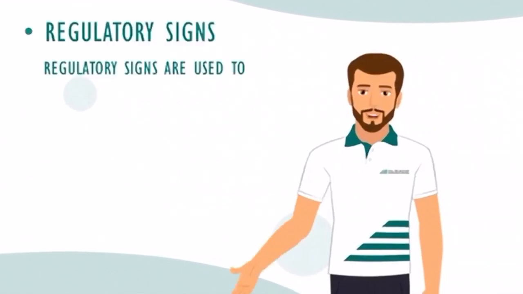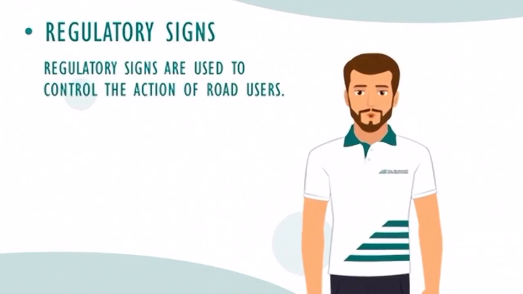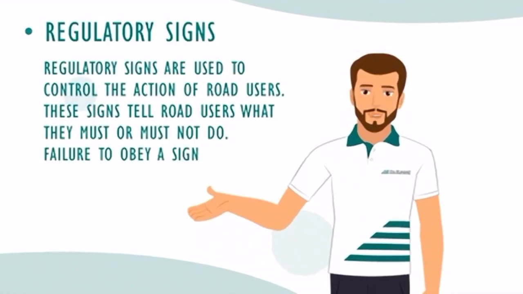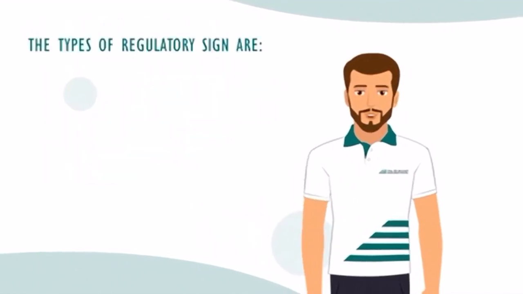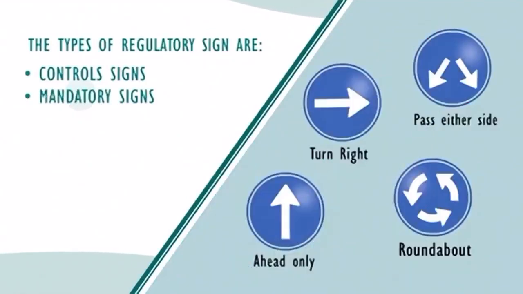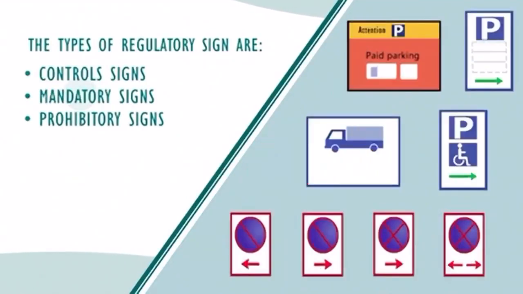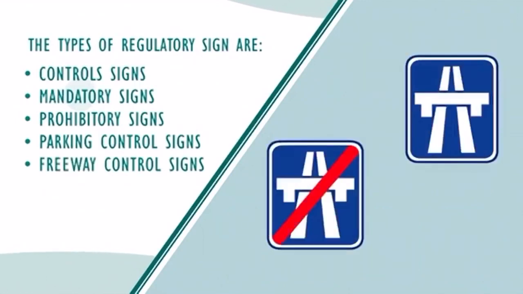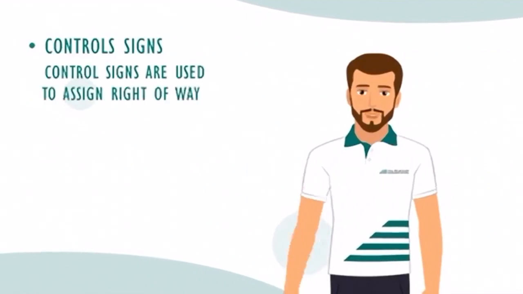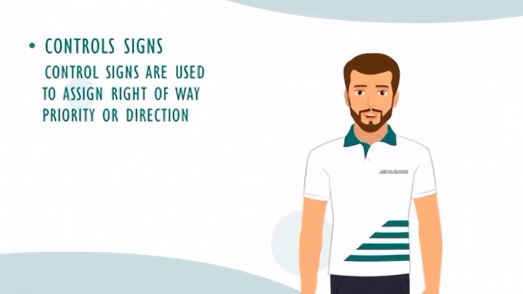Regulatory signs are used to control the action of road users. These signs tell road users what they must or must not do. Failure to obey a sign is an offense. The types of regulatory signs are control signs, mandatory signs, prohibitory signs, parking control signs, and freeway control signs. Let's start with control signs. Control signs are used to assign right-of-way priority or direction of travel.